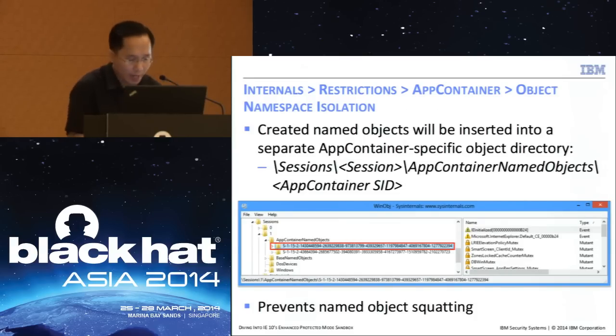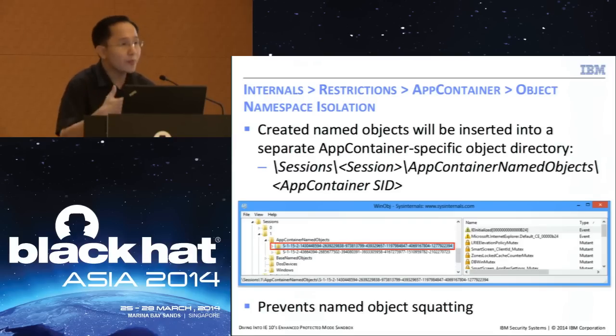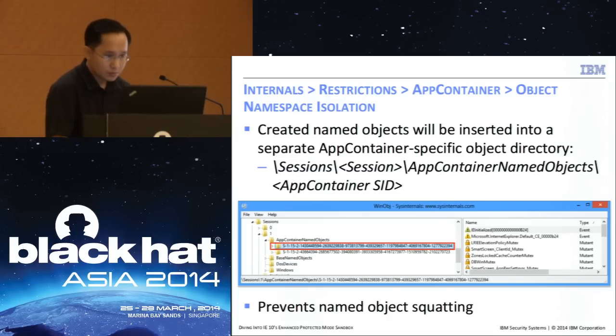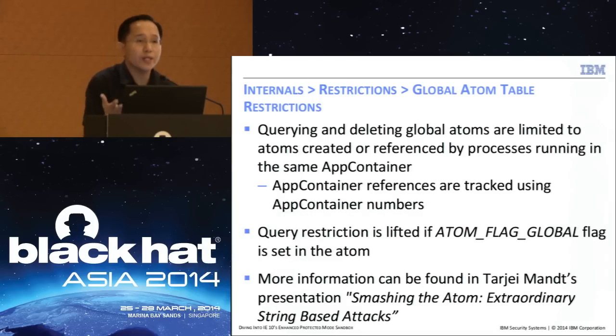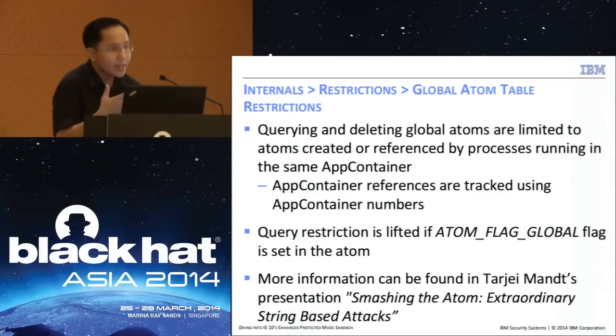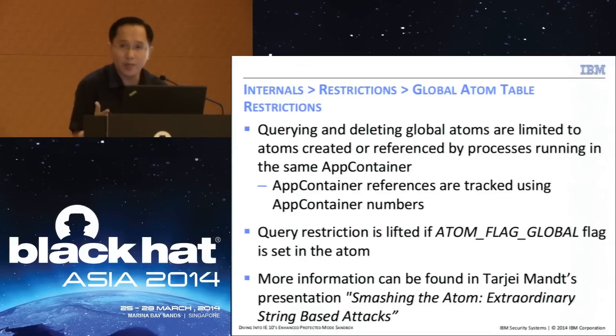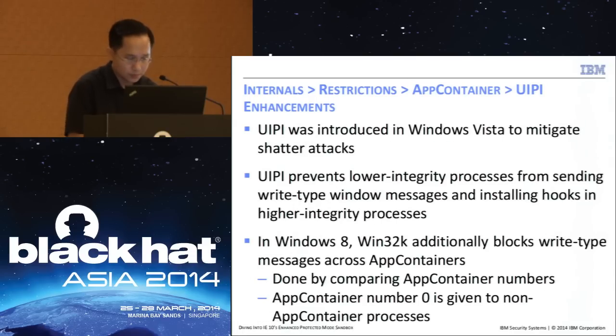Another isolation scheme provided by app container is that named objects created by the app container process will now be inserted into an app container specific object namespace instead of the per-session object namespace. This mitigates named object squatting, a privilege escalation attack which relies on processes with different privileges sharing the same object namespace. Also, global atom table entries now track which app containers are referencing them. This prevents arbitrary querying of global atoms, which could result in information disclosure. This also mitigates deletion of global atoms, which could be a vector for sandbox escape.